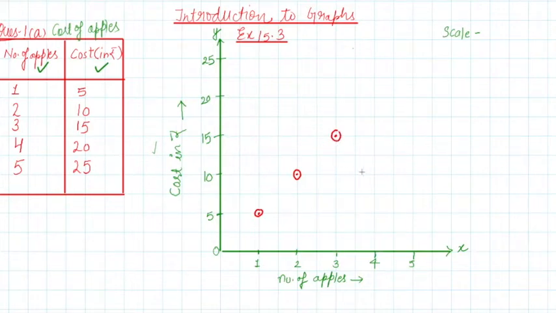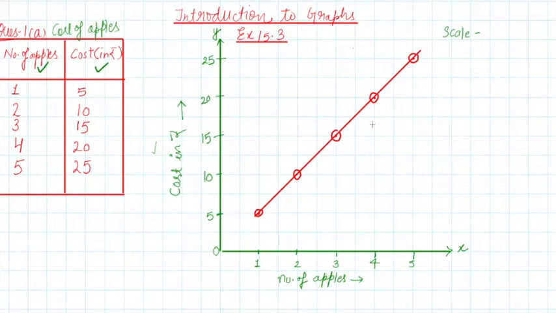When the apples are 4, it is going to be 20 rupees. So it is increasing in the same proportion. And for 5 apples it is going to be 25 rupees, right? So this is how we have got all the locations of the points. Now if you join all the points, you are going to get a graph like this.